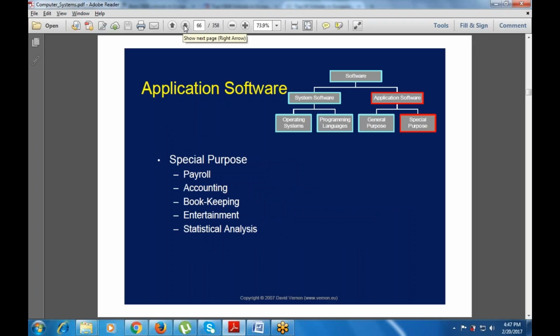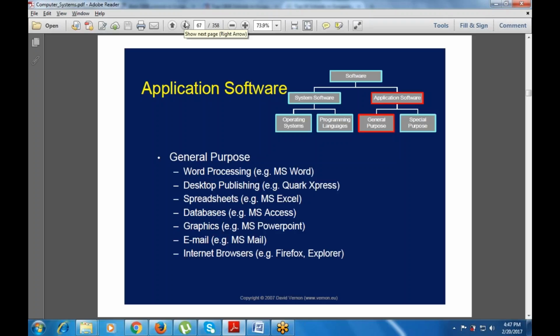Then these are the application software that we are going to study. One is special purpose, that is payroll. Payroll is different for different organizations. For example, our organization has a different payroll, your organization has a different payroll. Then accounting, bookkeeping, entertainment, statistical analysis. Then general purpose, that is MS Word, desktop publishing, Excel, database, internet browser. So one is the programming languages, one is the operating system, one is the general purpose.